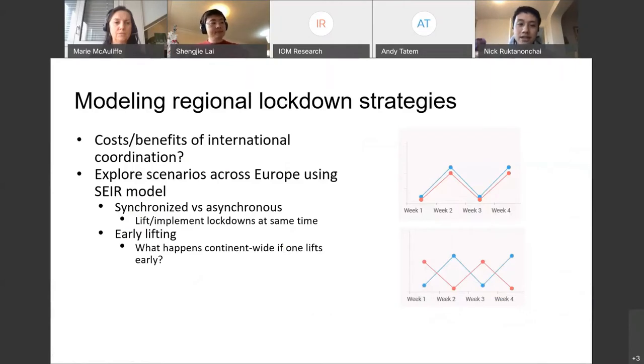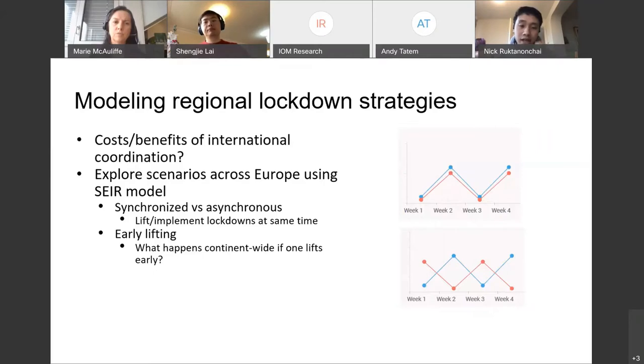In this study, we wanted to see, at this stage, countries had instated lockdowns, they brought cases down, and they were thinking about what would happen when they lifted those lockdowns and what might happen during future lockdowns. So we wanted to model the costs and benefits of international coordination, and we did this using the same epidemiological model as what Lai presented, but here we simulated two different types of scenarios.